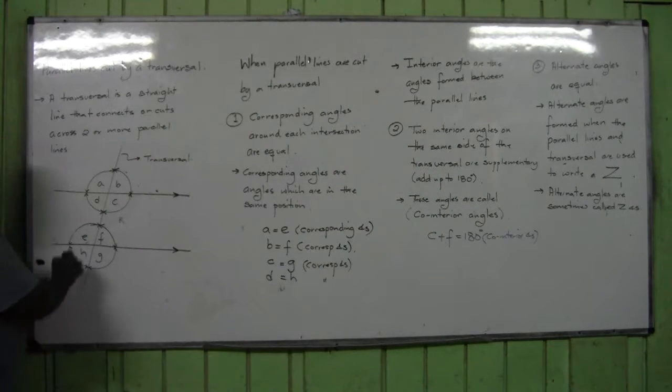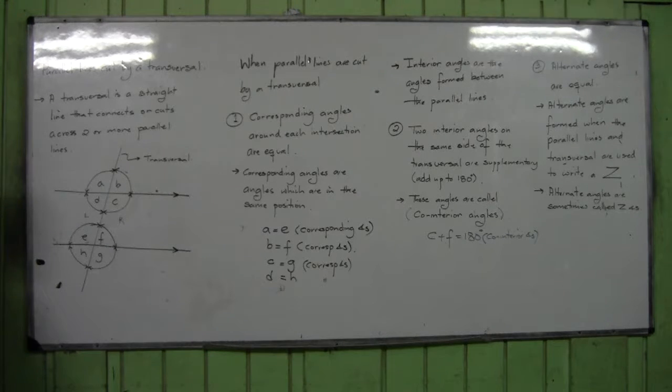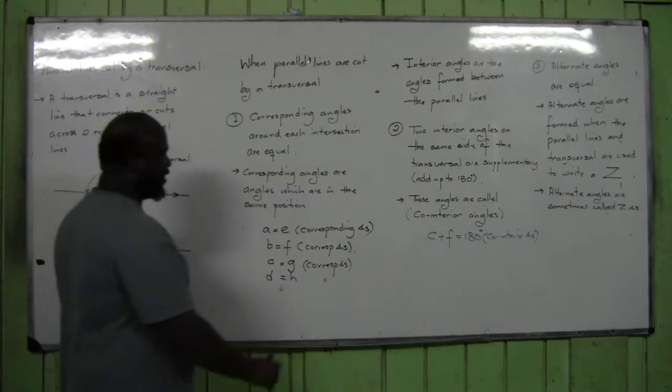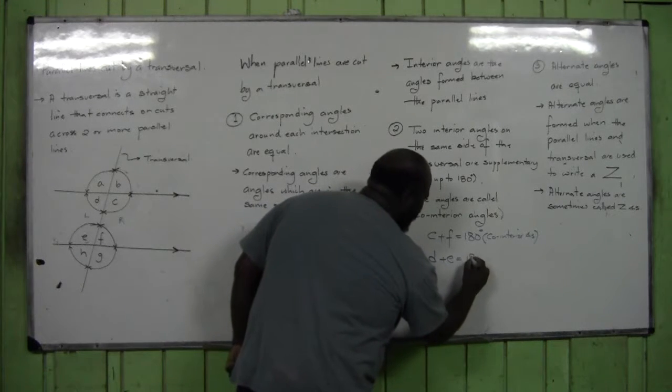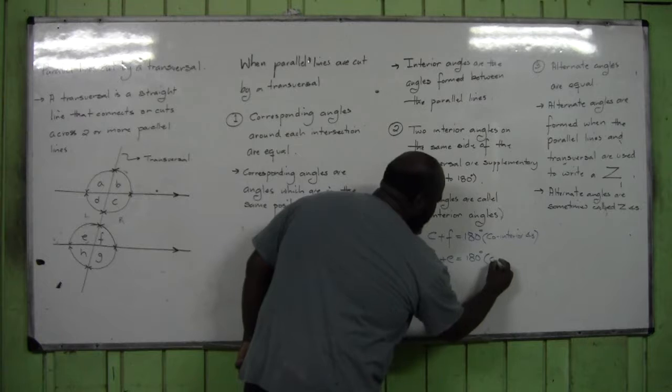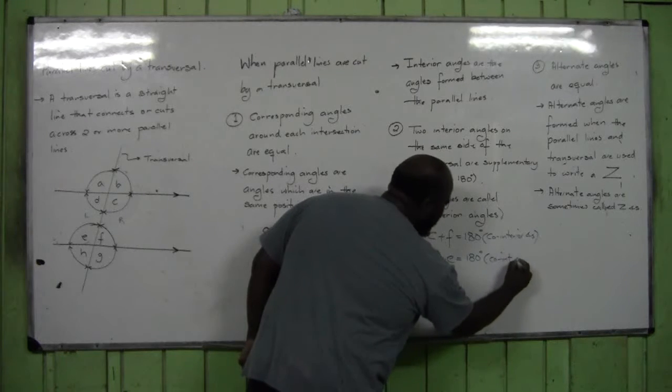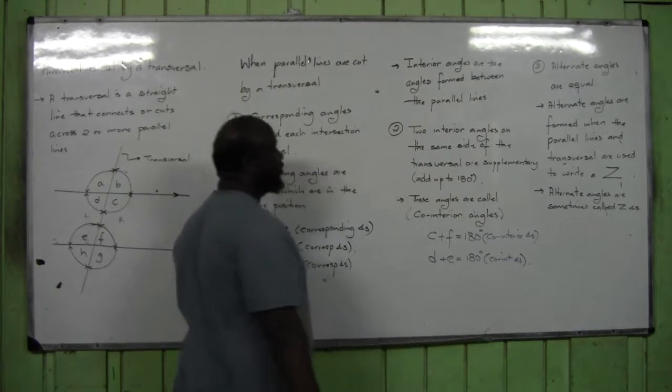Which two interior angles are on the left hand side of the transversal? D and E. So I would say that D plus E is equal to 180 degrees. They are co-interior angles. Stay with me.